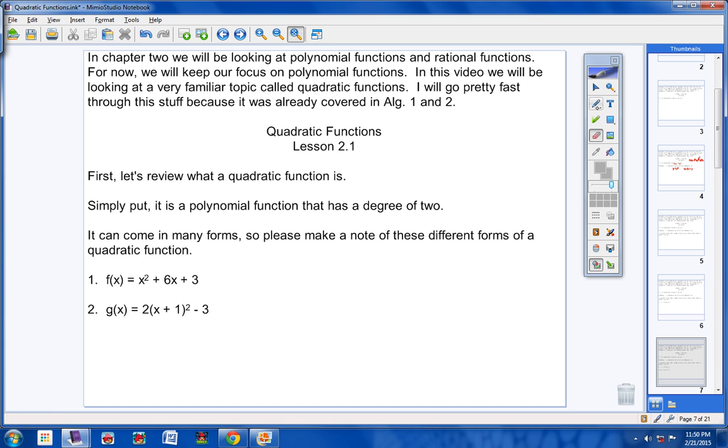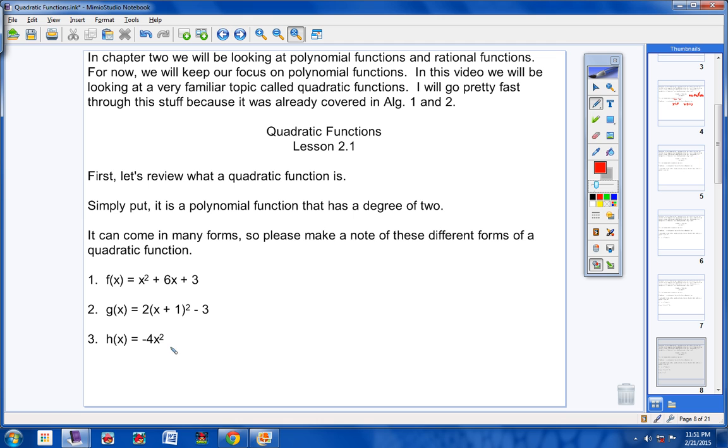Now, I would learn to memorize this model right here if I were you, okay? I would learn to memorize this. Anytime you have a parenthesis squared and inside it you have x and a number, that is going to give you a quadratic function, okay? Alright, so keep that in mind.